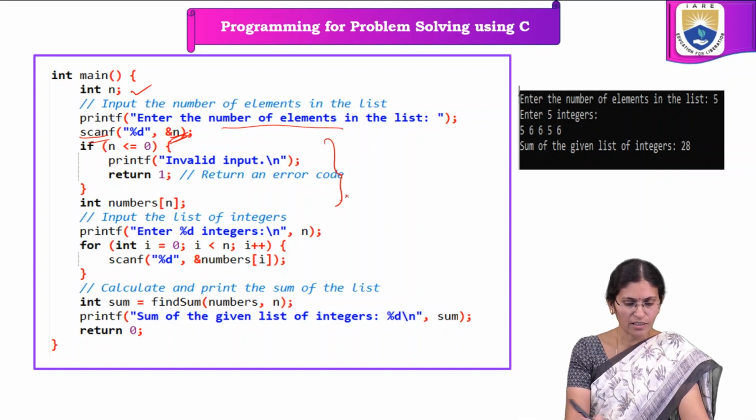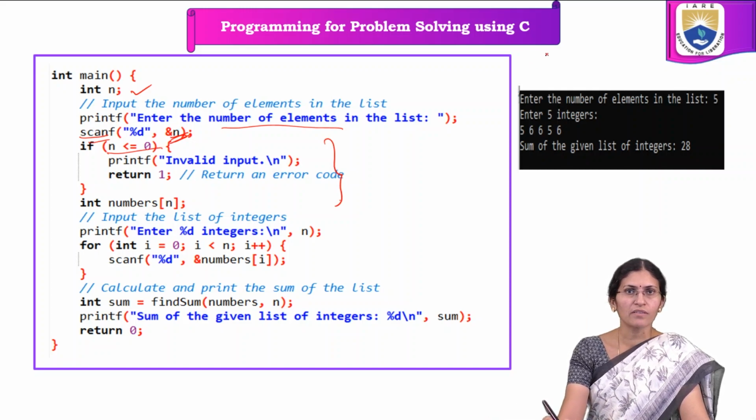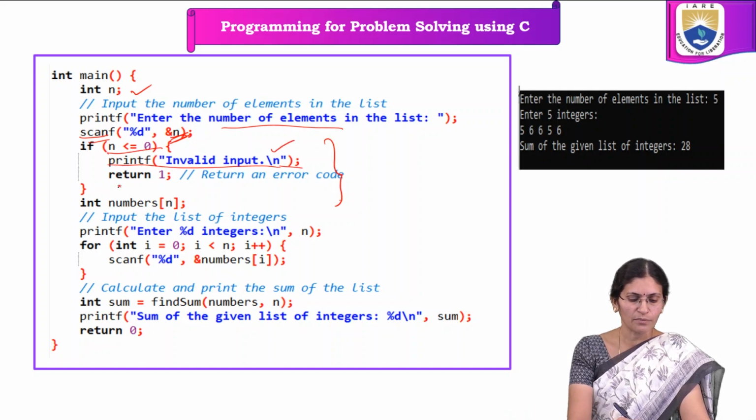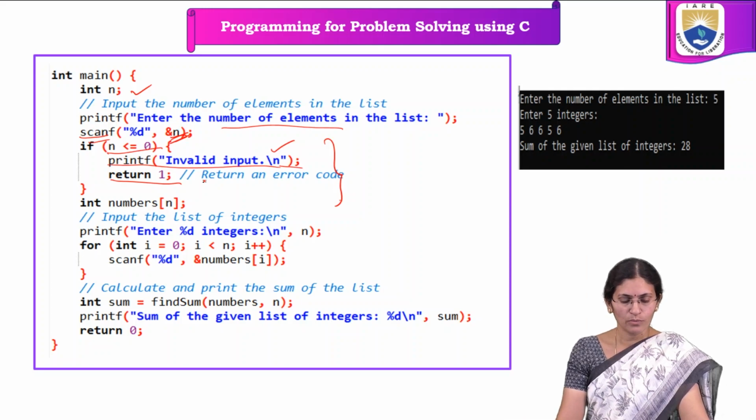Now here we are writing an if condition. If that n value is less than or equal to 0, that means the user is giving a value which is less than 0, then on the screen this printf statement will be printed. It will show the user that it is an invalid input, and it will return with an error code 1.